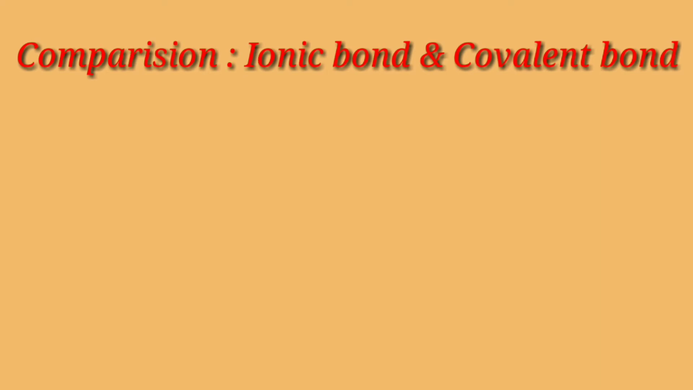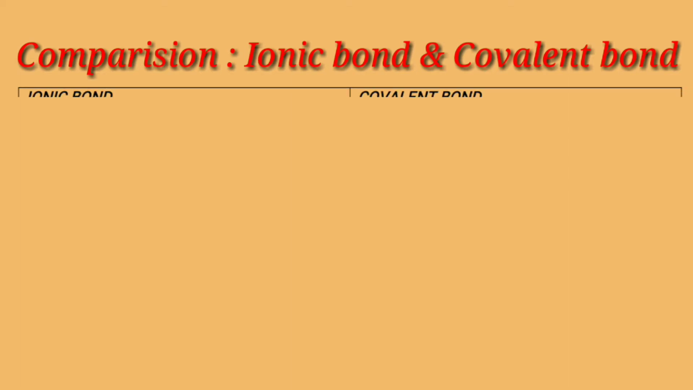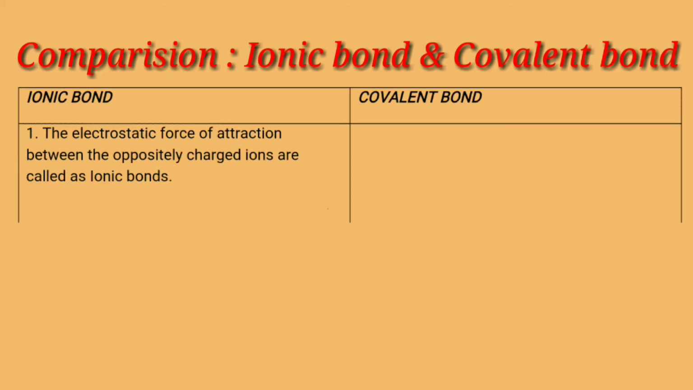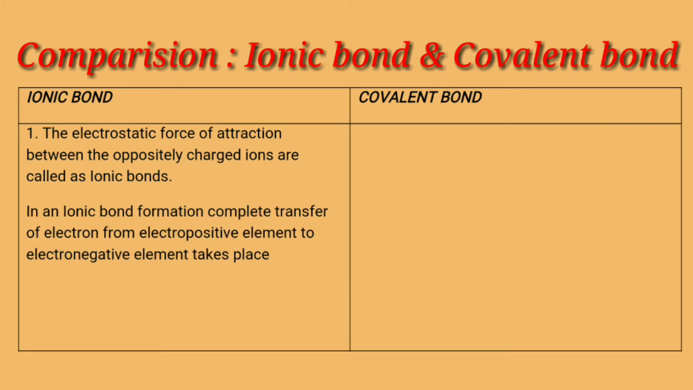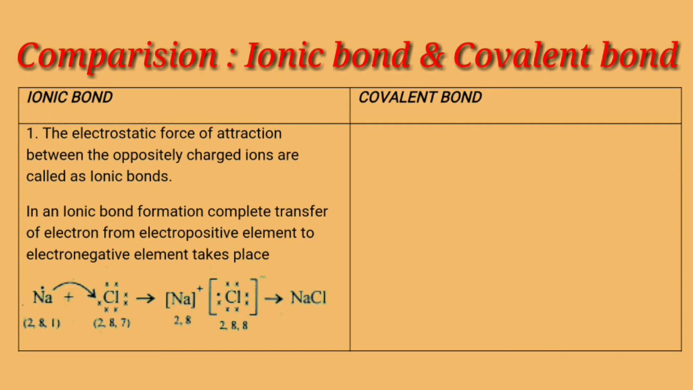Consider the comparison between ionic and covalent bonds. Ionic bond: the electrostatic forces of attraction between the oppositely charged ions are called ionic bonds. In ionic bond formation, complete transfer of electron from electropositive element to electronegative element takes place. For example, consider electropositive element like sodium and electronegative element, that is chlorine. So you get the formation of sodium chloride.